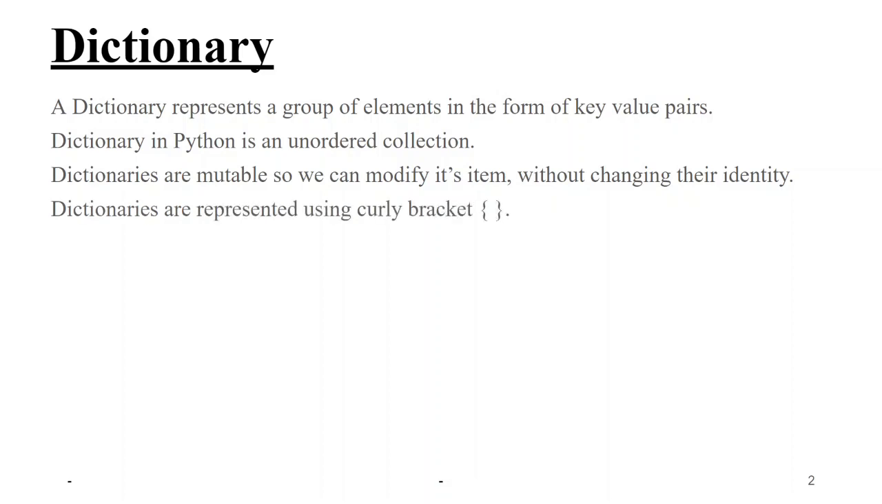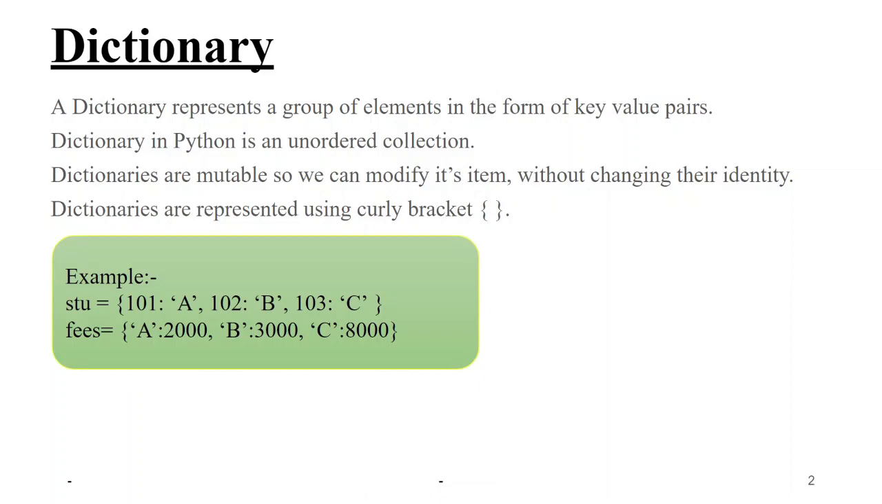Dictionaries are represented using curly brackets. You can define a dictionary by enclosing a comma separated list of key value pairs in curly braces. A colon separates each key from its associated value.